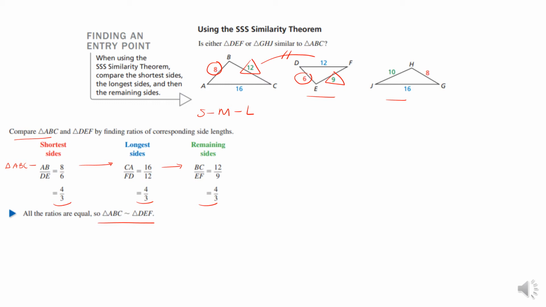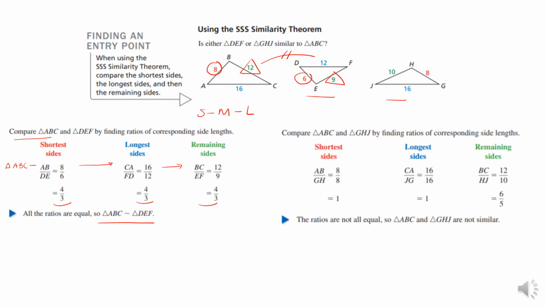Okay, now we're going to check ABC to GHJ. Again, you have to look at which side is the smallest. In this one, 8 is the smallest side, and 10 is the medium size. They're still putting triangle ABC on top, so make sure your sides for ABC are always on top. Then they put the other ones, and they got 1, 1, and then they got this. All you need is one side not being the same ratio to prove that they are not similar.